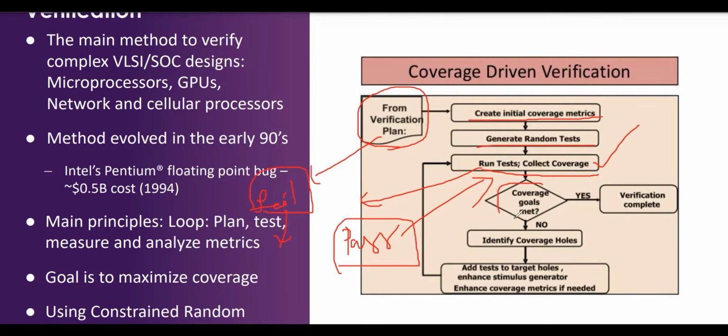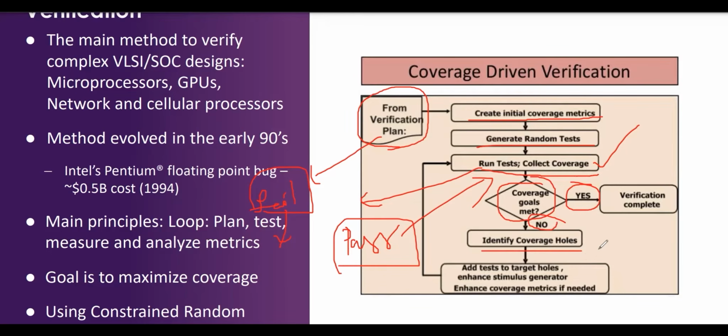Coverage goals met? Yes means all bins are hit, otherwise no. If not hit, again we need to identify the coverage holes. Coverage holes means whatever bins are not hit, we need to identify what coverage bins are not hit. According to those bins, we need to analyze by using which test case we can hit those bins. Did you understand the point?